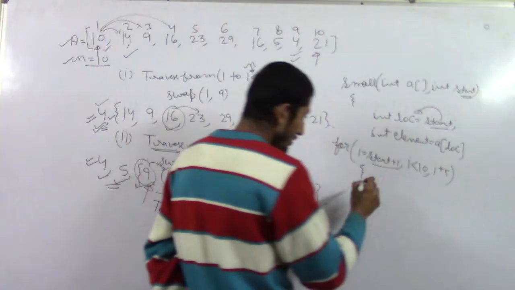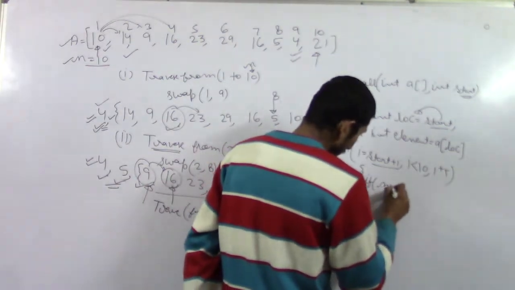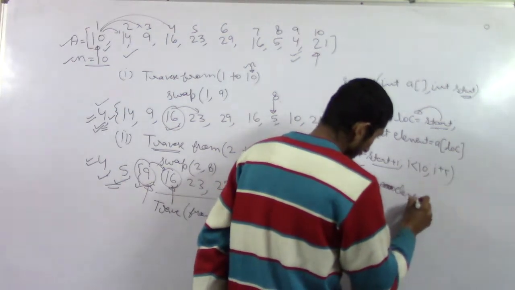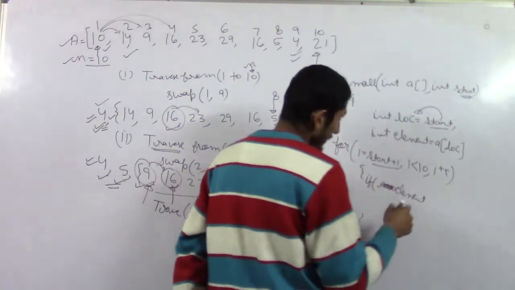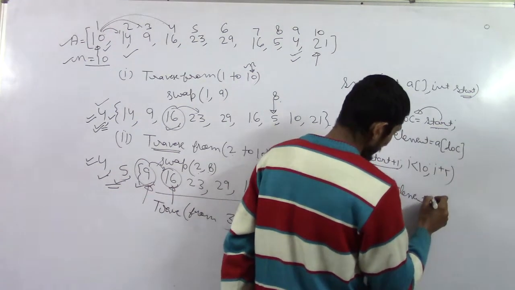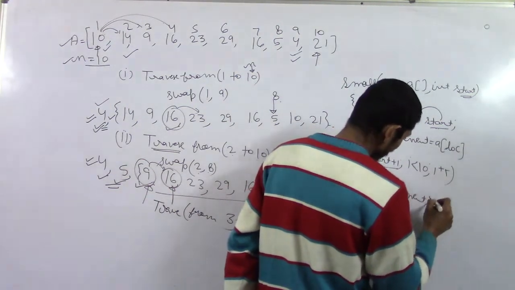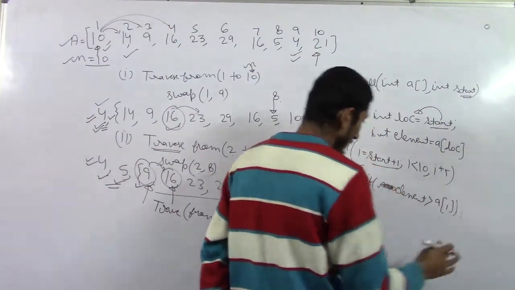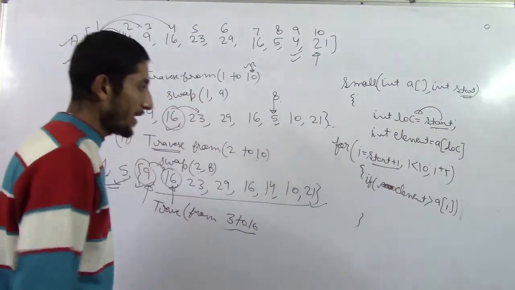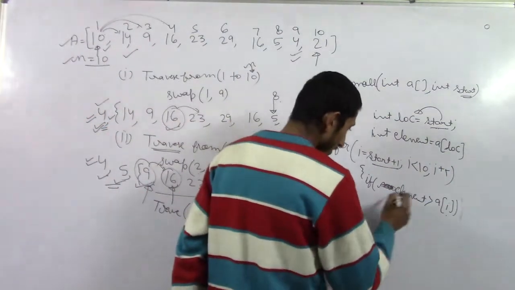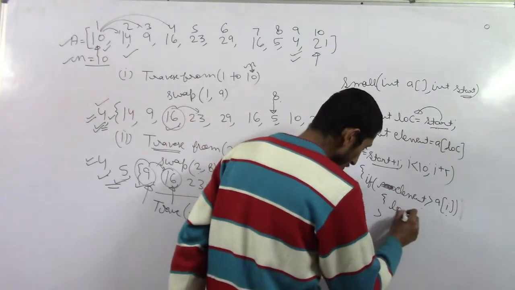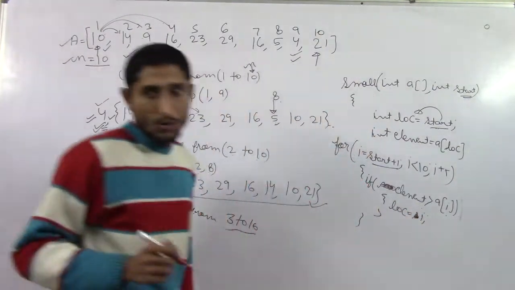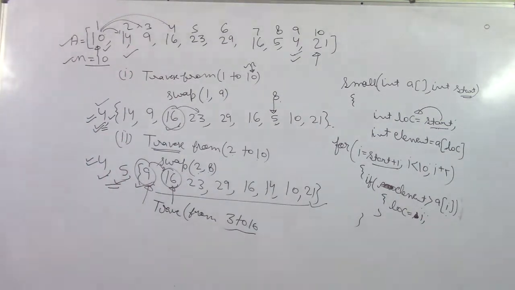Then I will put a condition: if the element is less than A of I. The meaning of this is you have assumed that element is the smallest number, but A of I is smaller than that. So what will happen? You will update the value of LOC. LOC becomes I, and along with this you have to update the value of element also.